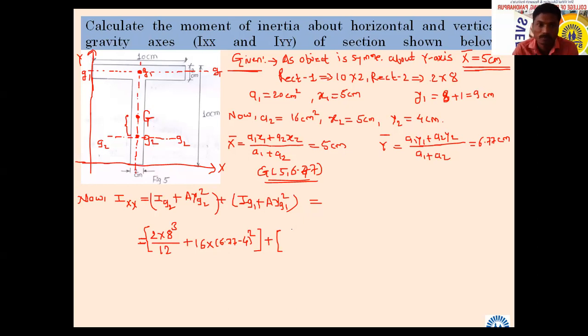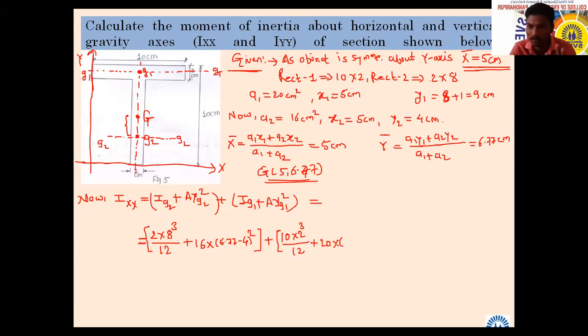Go to rectangle 1. What will be its centroidal moment passing through its centroid G1? कुणाचा क्यूब करणार तुम्ही? 10 or 2? 10 into 2 cube divided by 12 plus एरिया किती हो रेक्टँगल 1 चा? 20. 20 into distance between combined centroid and individual centroid. सांगा कसं करणार? दोन्ही मधला डिफरन्स पाहिजे मला.